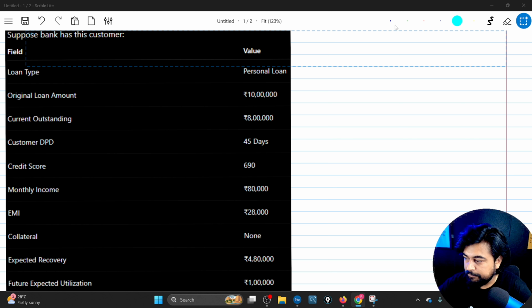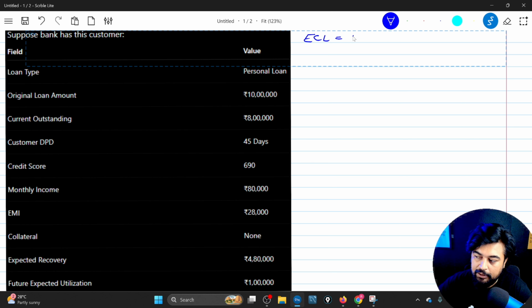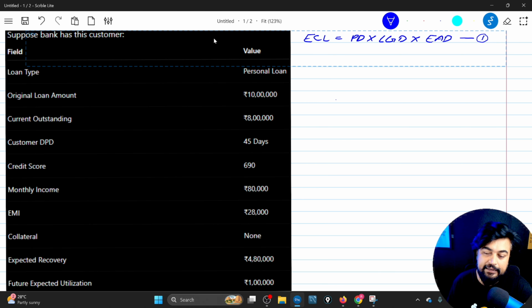Now there is a main formula to calculate ECL. So what is the main formula? The main formula of ECL is PD multiplied by LGD multiplied by EAD. All of these three components are very important. PD stands for, as I said, probability of default, LGD is loss given default, and EAD is exposure at default. Without understanding these concepts, you will not be able to go forward, because this is stage 1 in terms of understanding the concept.